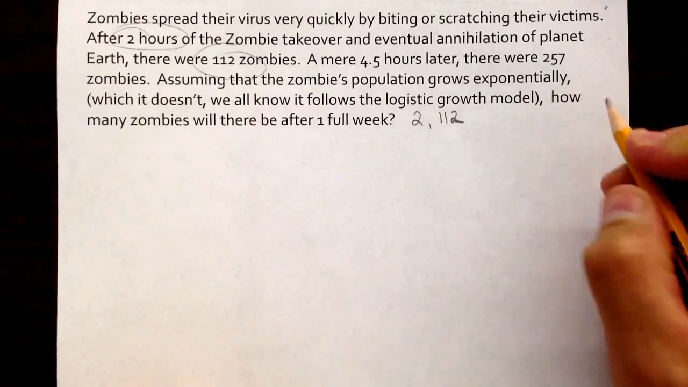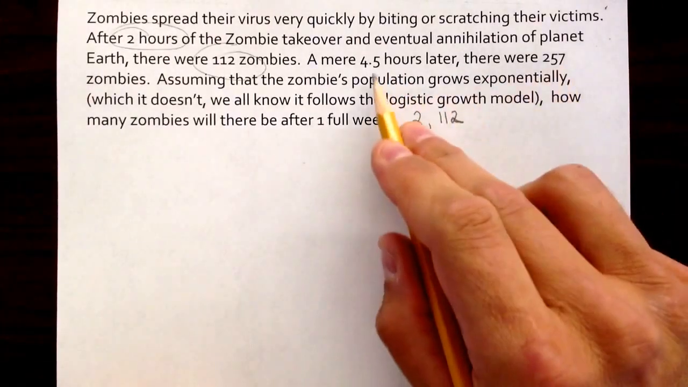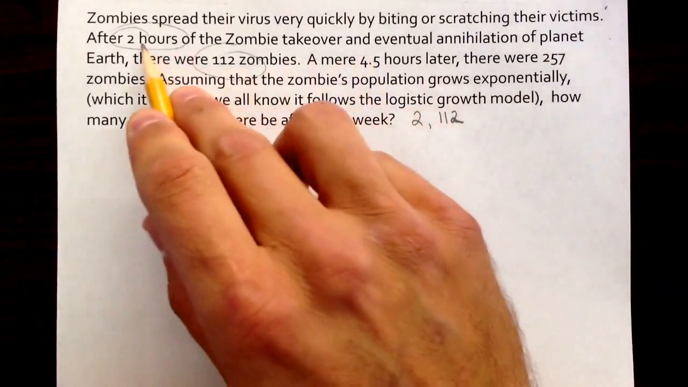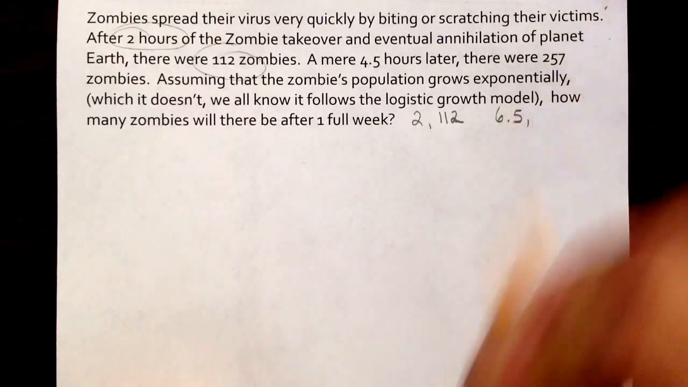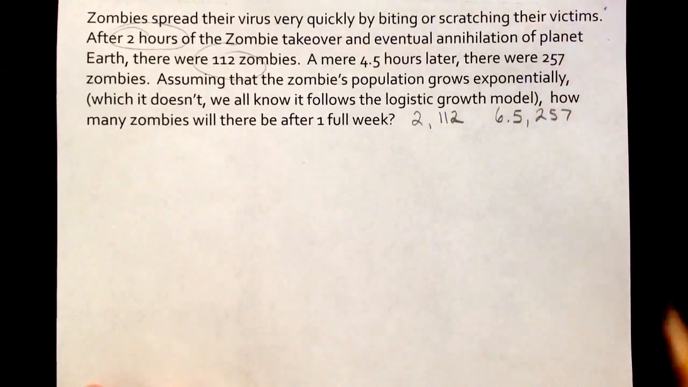The second amount they give you says 4.5 hours later, there were 257 zombies. Since it's 4.5 hours later, that's a total of 6.5 hours since it started. So you have to add the 2 and the 4.5 here. And then we have 257 zombies for that one.